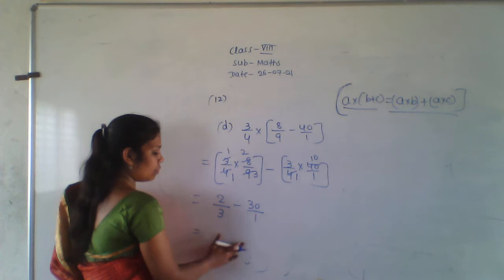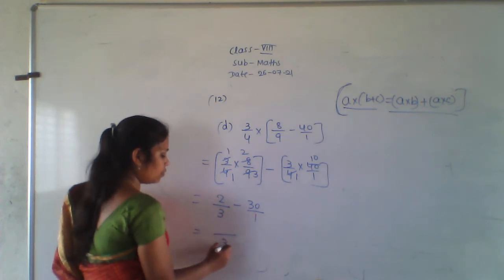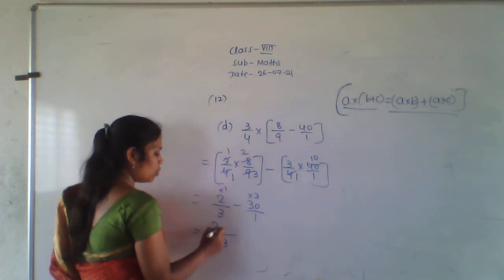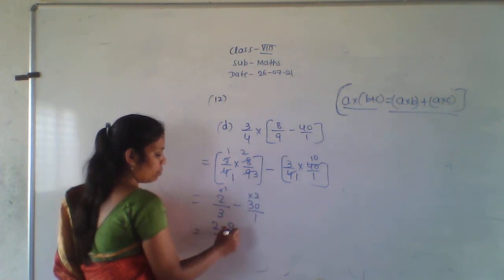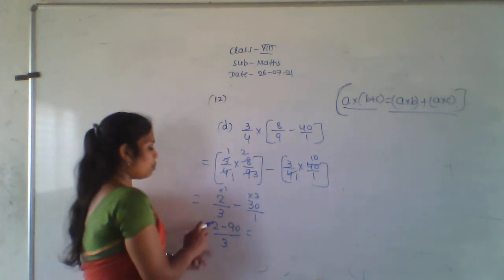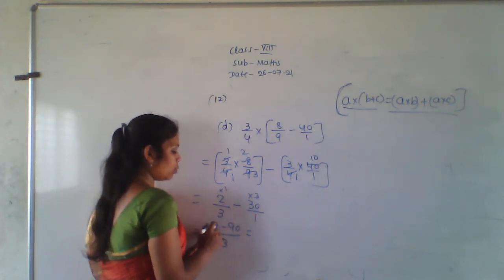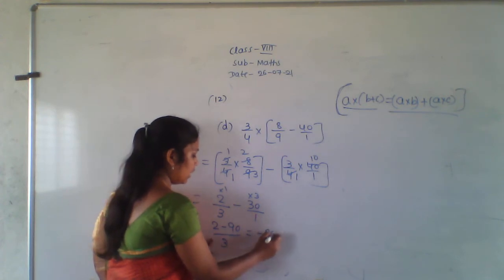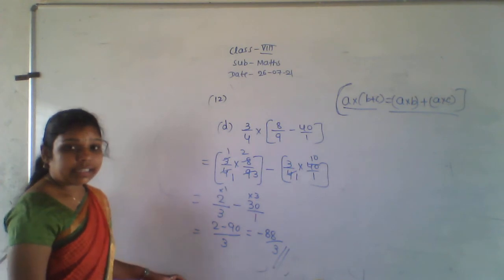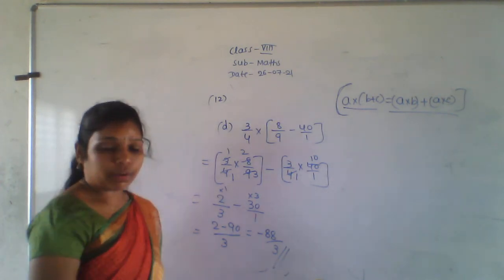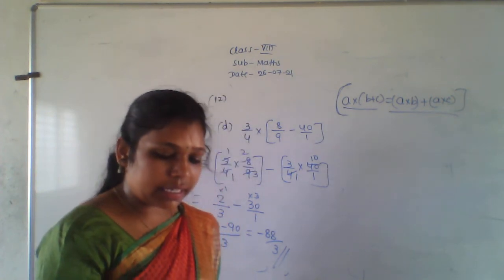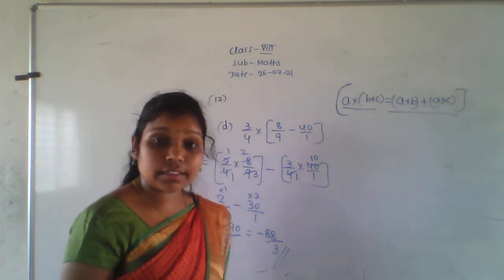So what is the LCM now here? The LCM is 3. 3 ones are 3, here 1 threes are 3. 2 ones are 2. Minus 30 into 3 is minus 90. Now we need to subtract the values. Plus 2 minus 90 means minus 88 divided by 3 is the answer. Minus 88 by 3 is the answer. Okay. So next, yeah, we completed the 12th week. Now we will go with the 13th week.